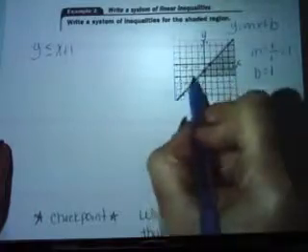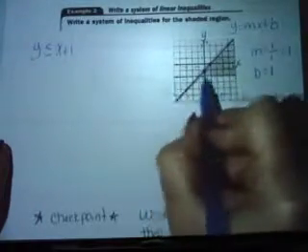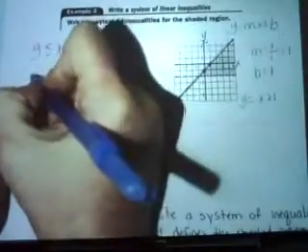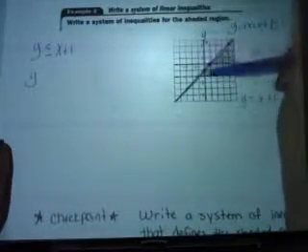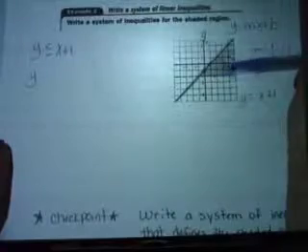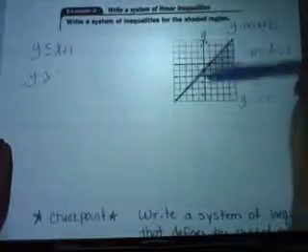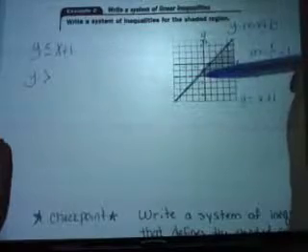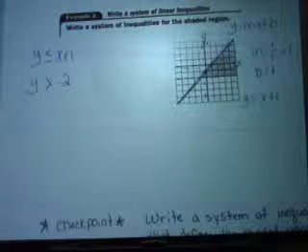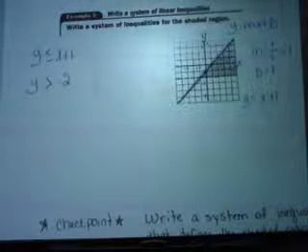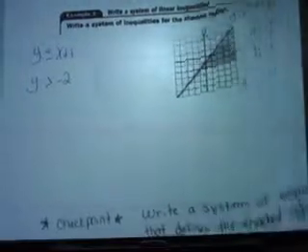My second line, I can see that it intersects the y-axis, so I'm going to have y. It's dashed and shaded above, so we would have greater than. And it intercepts at -2. So there are both of those inequalities. And that's basically what you're doing in this whole lesson.